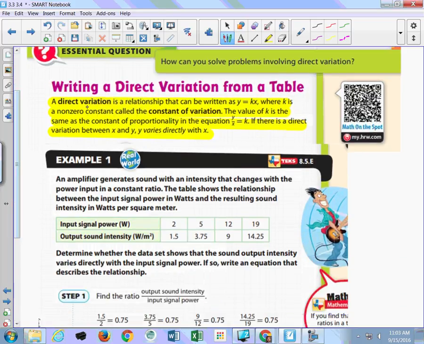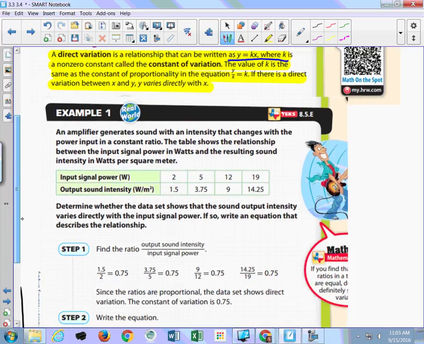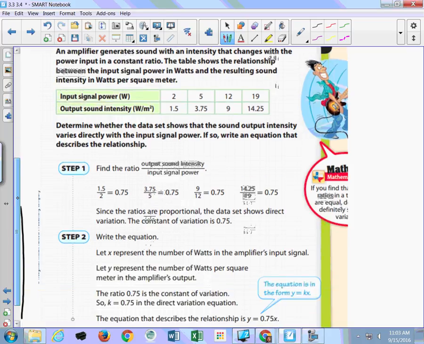All right, the direct variation is the relationship that can be written as y equals kx. That's what we've just been using. So direct variation, constant variation, constant proportionality, slope, they're all found the same. They don't all mean the same. All right, so let's go straight to an example.